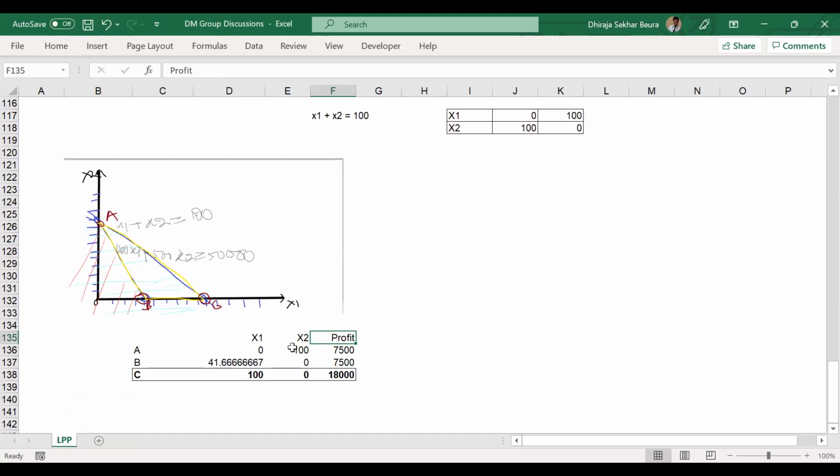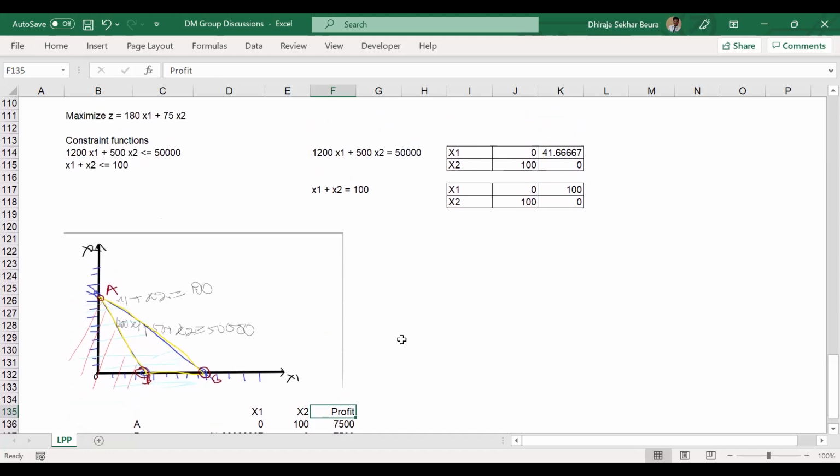So you had shaded the backside, right? Less than or equal to 50,000. So you had taken it towards the origin. Less than means towards the origin, and more than or equal to means the opposite side of the origin.